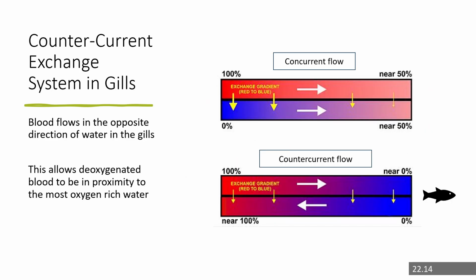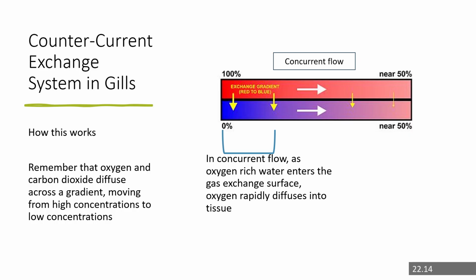But again, there is low oxygen in the water. So animals with gills often have what we call countercurrent flow, where their blood flows in the opposite direction of the movement of water. Let's look at how this works. First, let's look at what happens in concurrent flow, where blood and water are moving in the same direction.